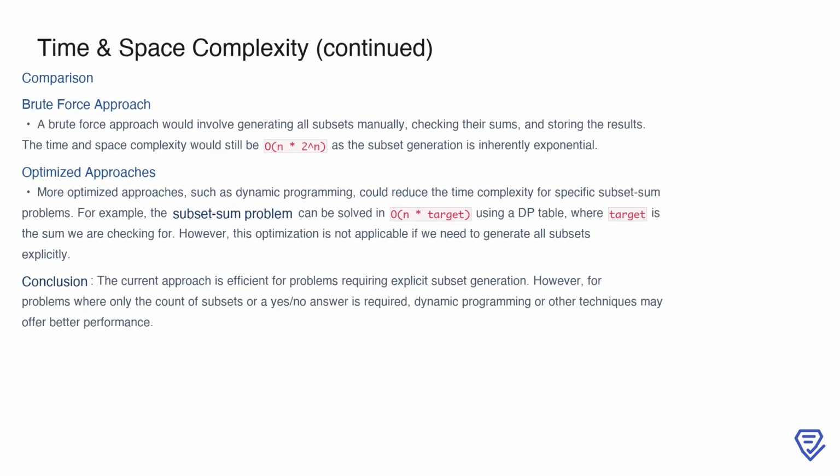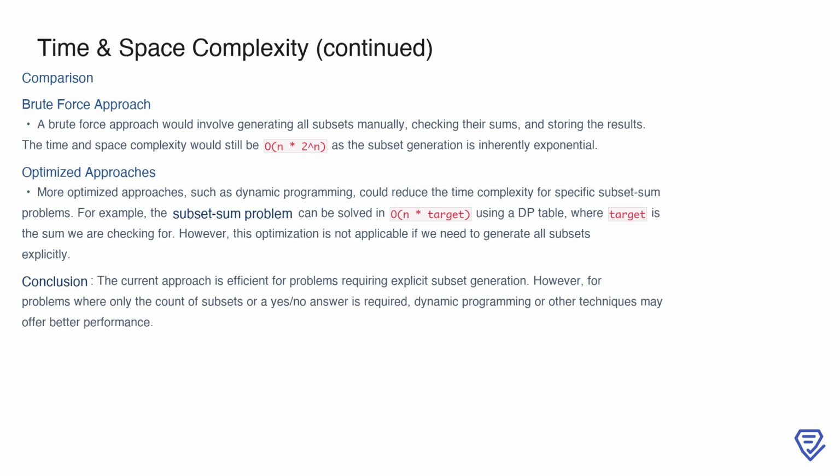Finally, let's compare this approach to alternatives. A brute force method would involve manually generating all subsets, checking their sums, and storing the results. This would still have a time and space complexity of n * 2^n, because the inherent exponential nature of subset generation cannot be avoided.